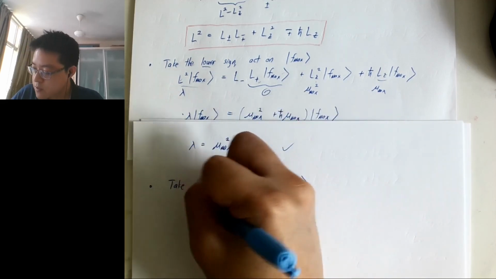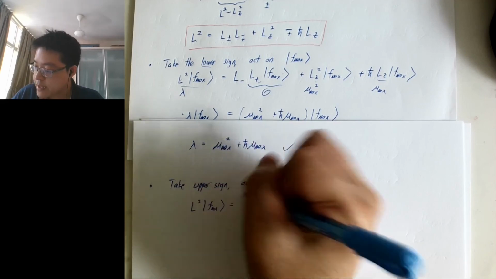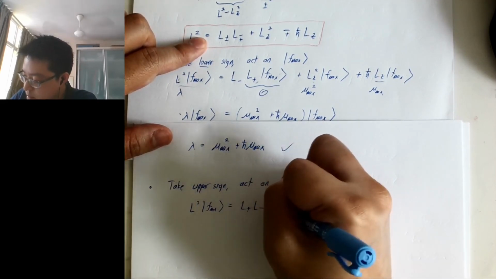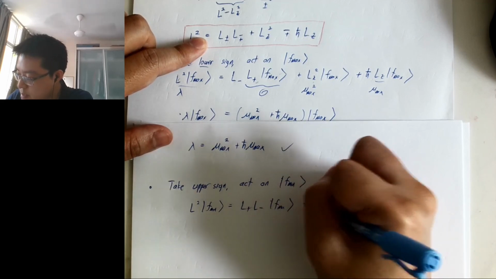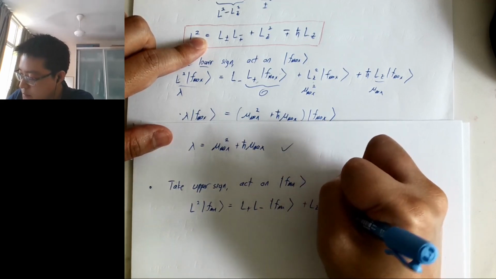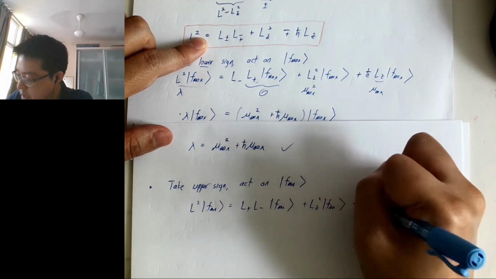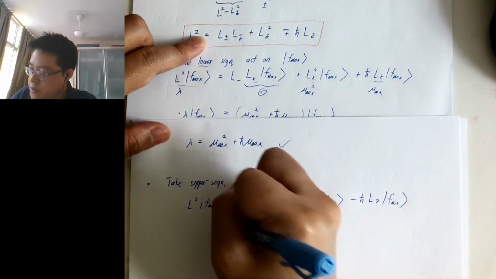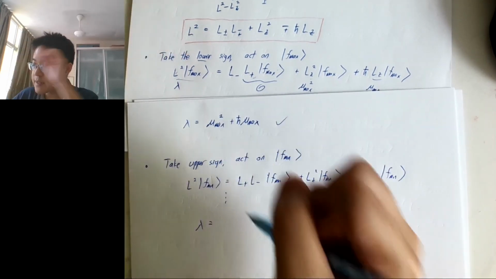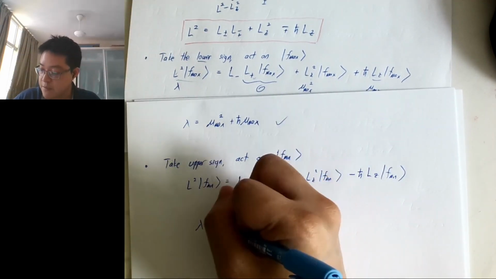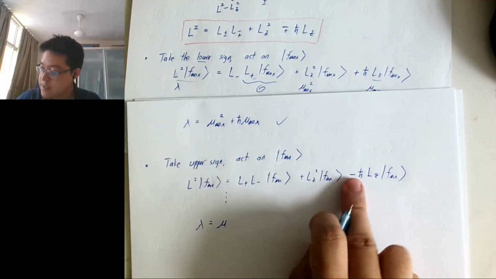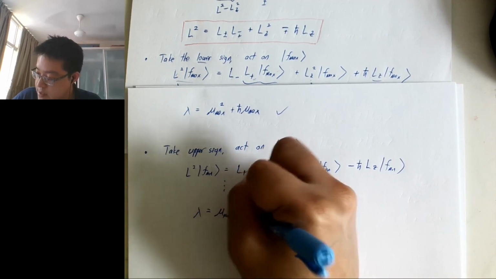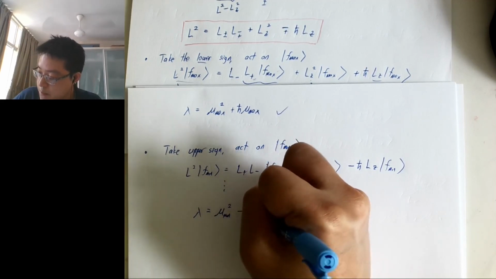So I got L square F minimum, right? Now I take the upper sign, so I got L plus L minus, add on F min, and then plus Lz square, add on F minimum, and then take the upper sign, so it's minus Lz, add on F minimum. So if you do the same calculation, we find that the lambda itself can also be calculated as F. There's a minus here, so this is F minimum square minus H bar mu minimum.